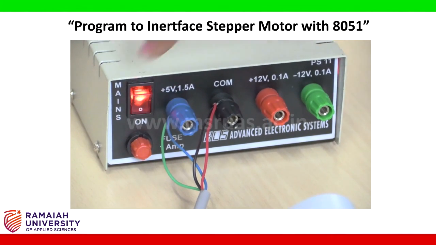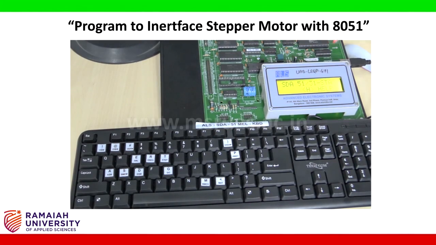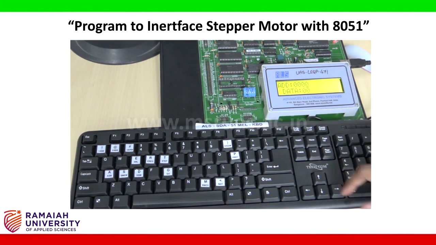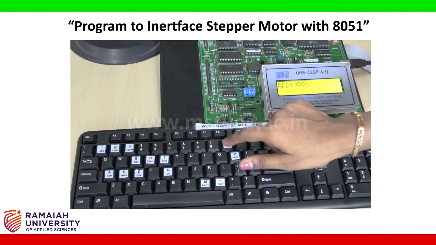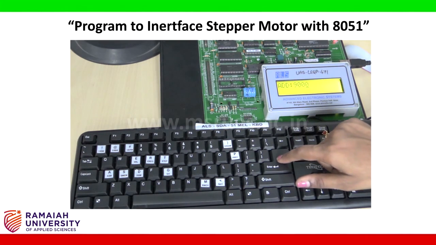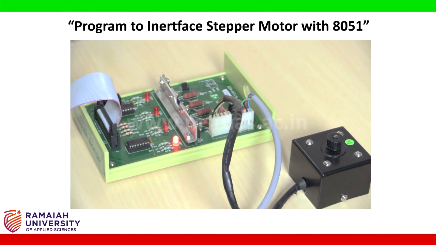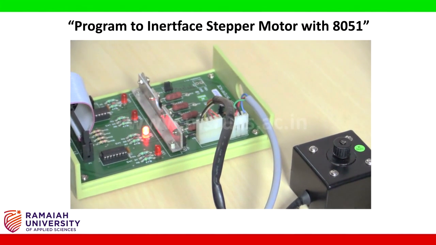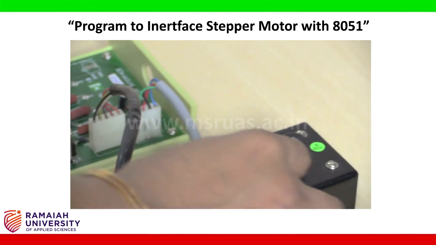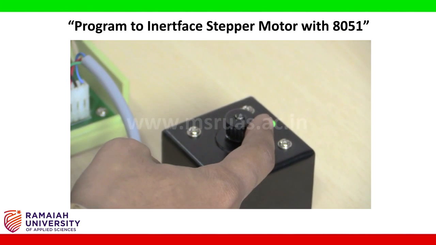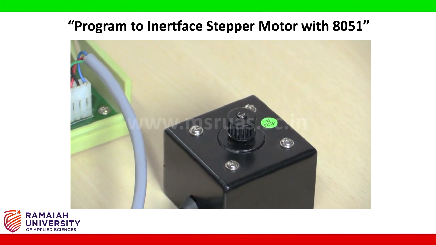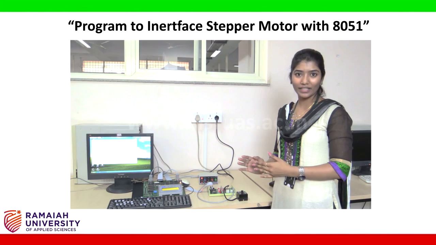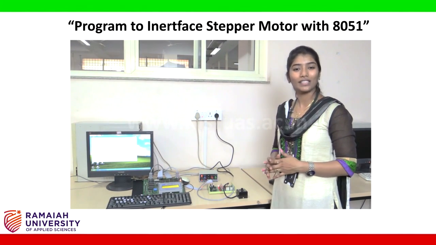Now switch on the power supply, then press reset, then press go and provide the address location from which the program has started. 9000 is the address location from which the program has started. Give enter. So now the LED starts blinking so that each and every coil of the stepper motor is getting energized. And the stepper motor started rotating. Hence the interfacing of this stepper motor with 8051 microcontroller experiment is completed.